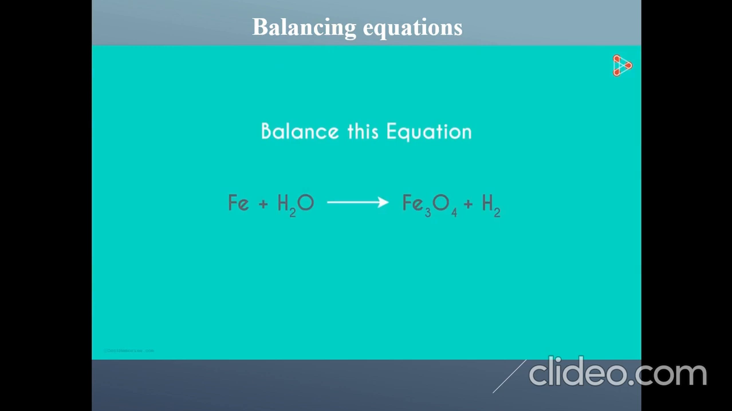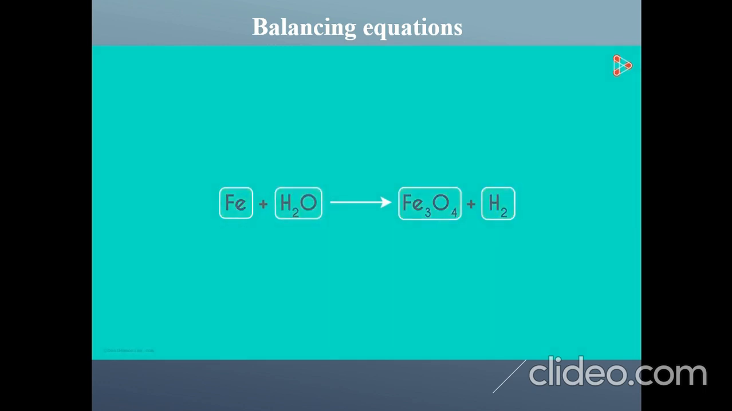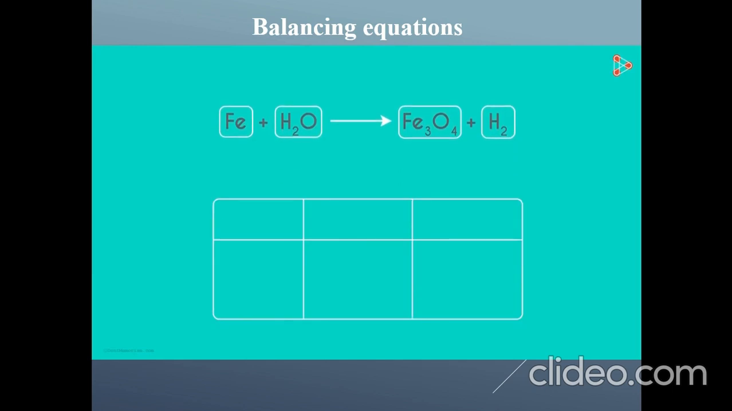What's the first step we can do? We draw boxes around each element or compound. The purpose of these boxes is to make sure that you don't change anything inside the boxes. Whatever you want to multiply, you do it to the entire box and not just one particular element. Next, we populate this table.